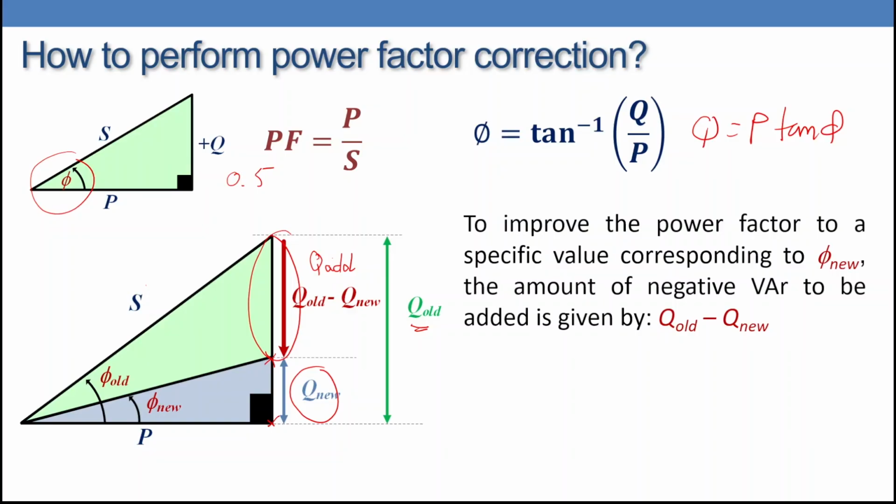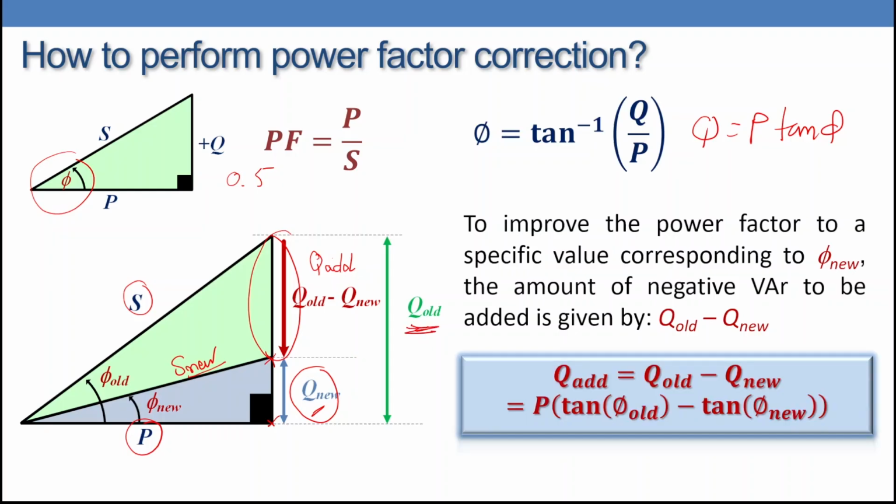So that one is old S. That one is S new. So you have S new, Q new, and the same P. You can do the same if you would like to have a unity power factor by putting Q new equals 0. So Q add equals Q old, a negative value to that one. Mathematically, Q add equals Q old minus Q new, or equals P times tan phi old minus tan phi new. So if you know any of these values, then you can calculate the amount of Q added.